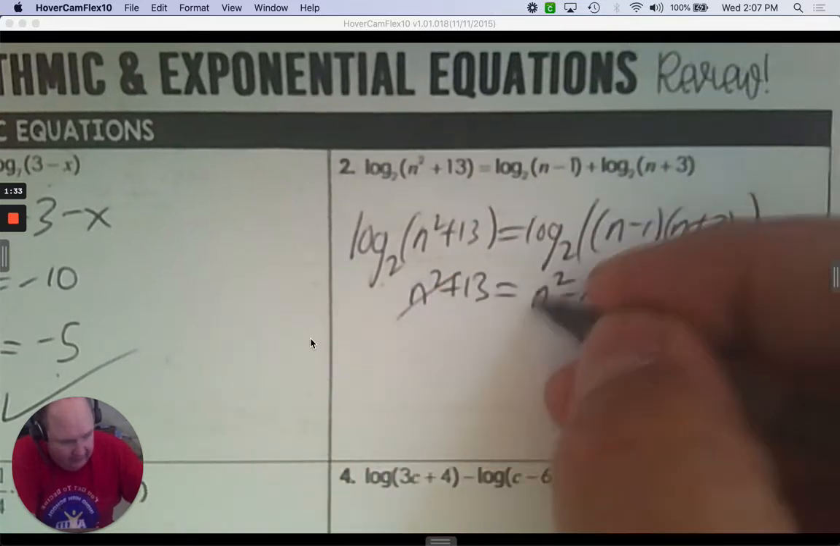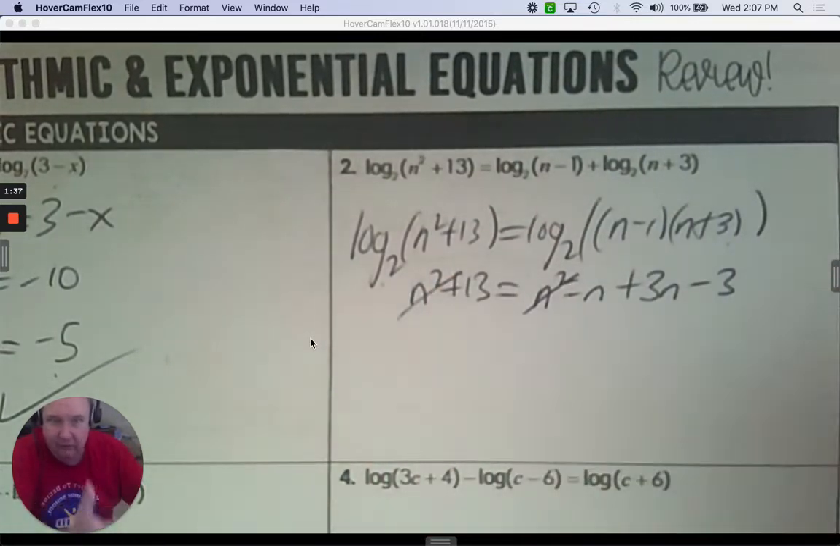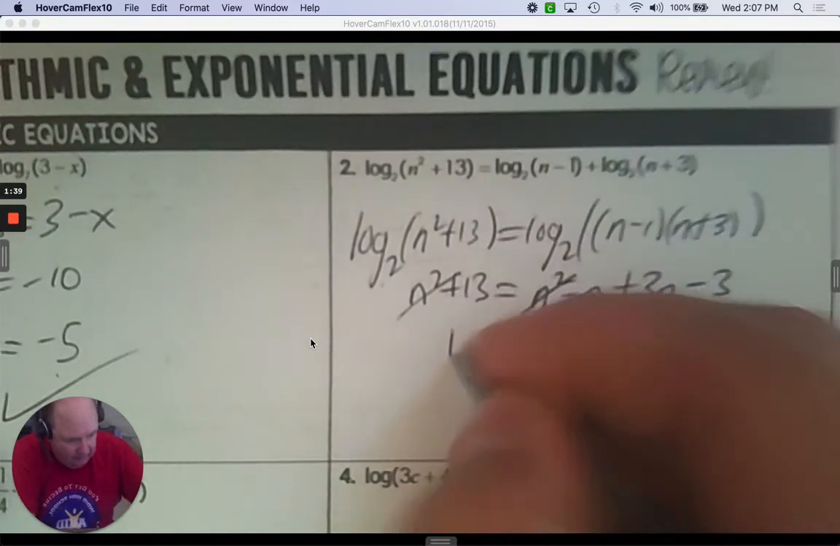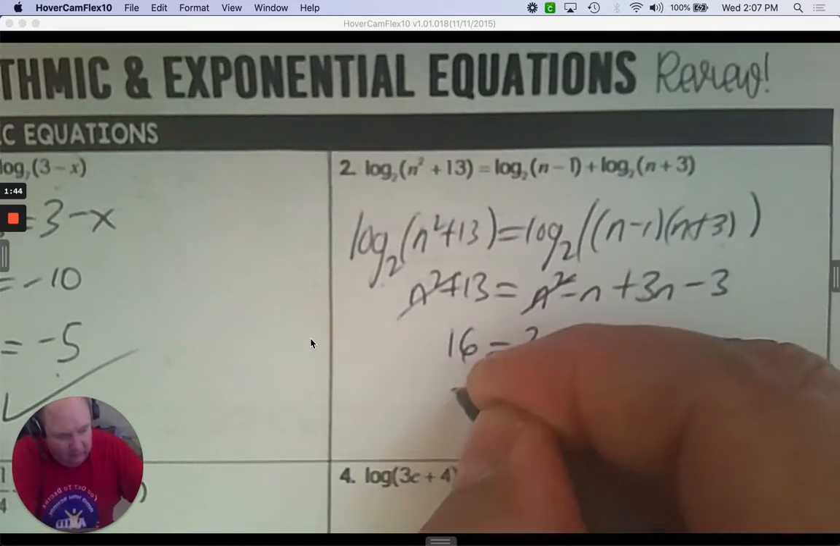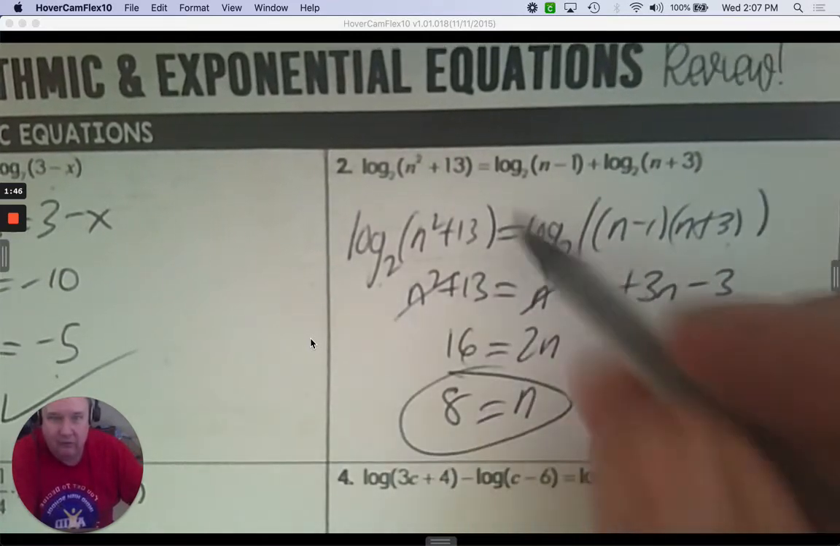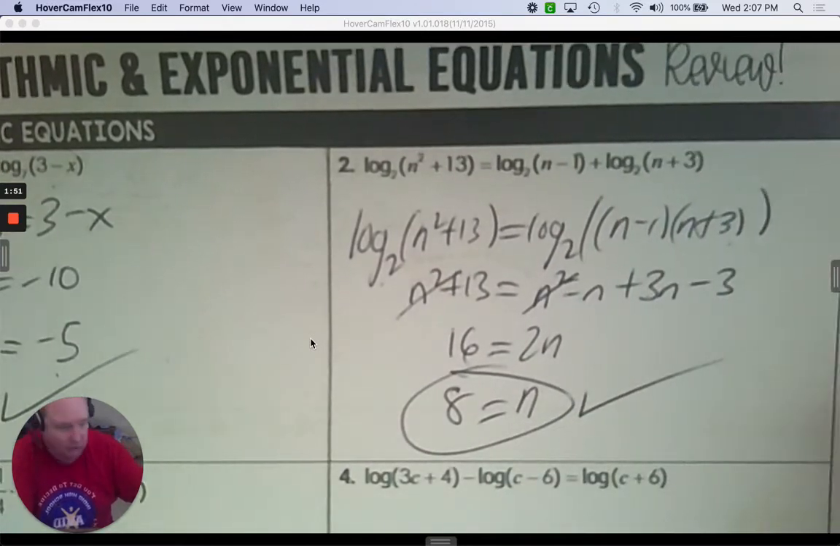So I notice the n squares actually eliminate. So I'm not going to make it equal to 0. I'm just going to combine like terms. So I'm going to add 3. 3 take away 1 is 2. Divide by 2. Now, make sure that's a good solution. So if you plug 8 in, all the logarithms are positive inside, and it's great.